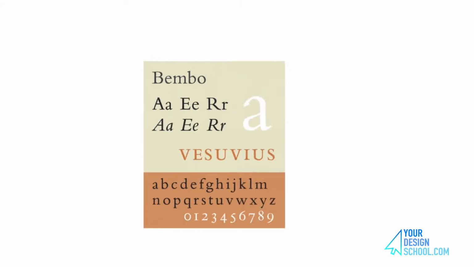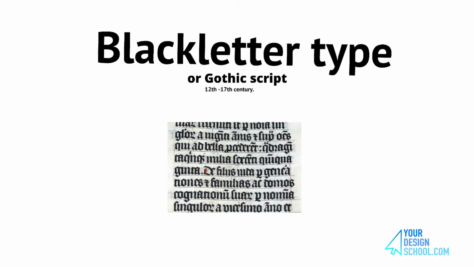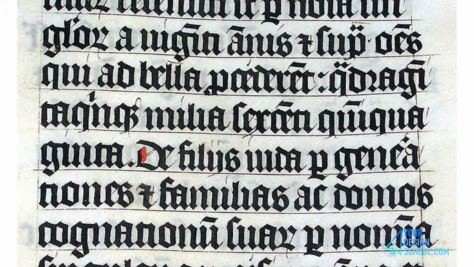Okay, next is black letter type. Black letter type or Gothic script. It's sort of Old English typography, but it's a Germanic font, and Gutenberg, who made the Gutenberg press, in the Gutenberg Bible, the whole Bible was printed in black letter. And then the Nazis took it.